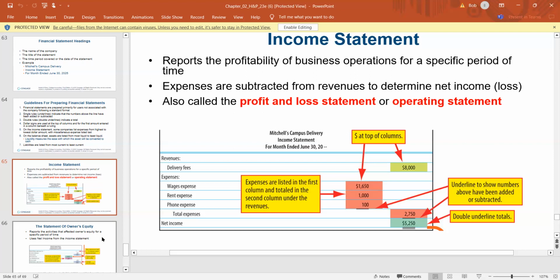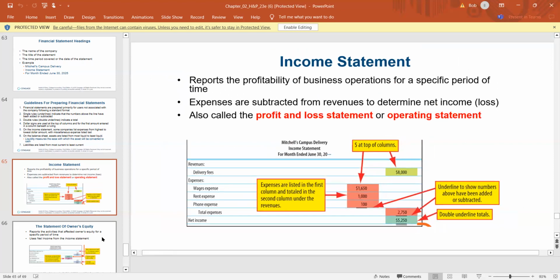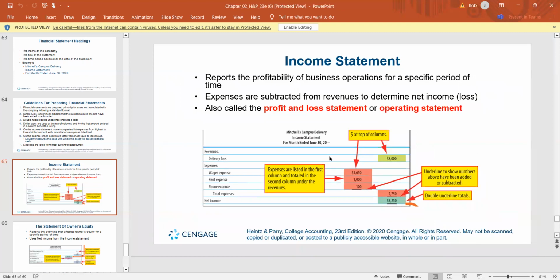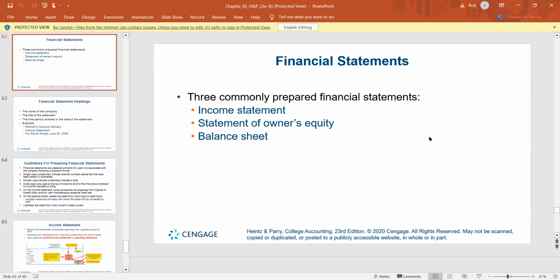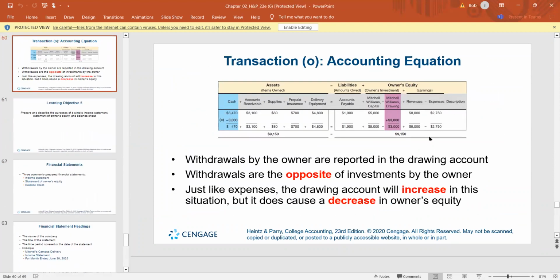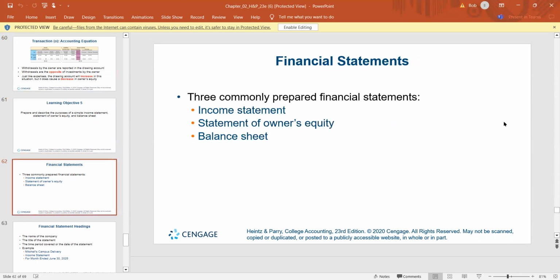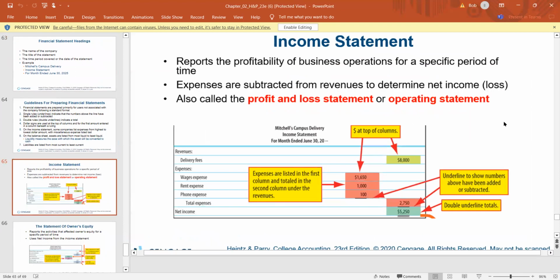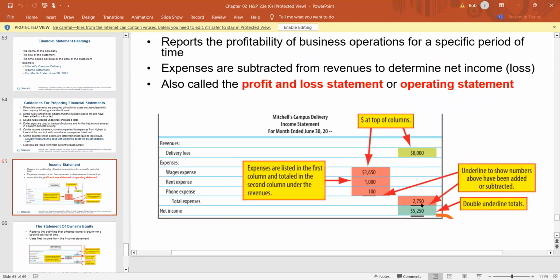So let's see here. Where did we get these numbers? You see that $8,000 and the 10 and 1650? Where did we get those numbers? They came right from our general ledger here. Here's the 8,000. Here's the 2,750 in expenses. And that $2,750 in expenses, if we remember, were wages, rent, and phone.